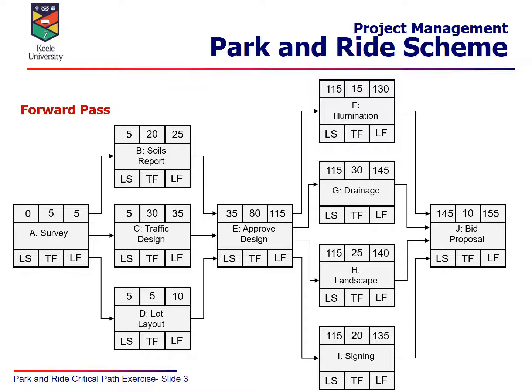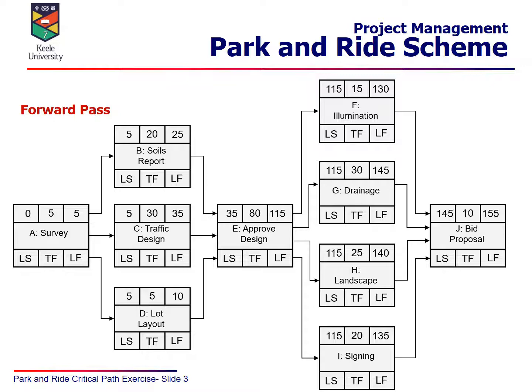So starting with activity A, the survey, we can see that the start is of course day 0 of the project. It takes 5 days. So the top right hand quadrant is 5. This is the earliest you can finish the survey. So that 5 then carries forward to activities B, C and D. The earliest you can finish the survey is the earliest you can start those other activities.